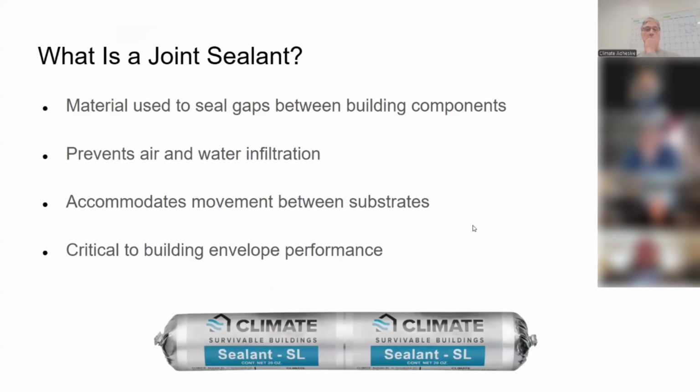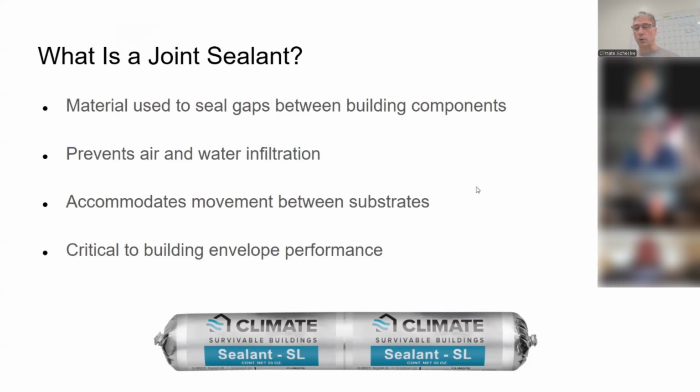Okay, so a joint sealant is basically a product that you're going to use between gaps in building components. It's going to prevent air infiltration and water infiltration, and then it'll expand and contract with those substrates. So they're going to expand and contract thermally. So we need a joint sealant that will be able to handle that expansion and contraction without failing adhesively or cohesively, so we prevent the air and water infiltration. And of course, it's going to be critical to your building envelope performance.